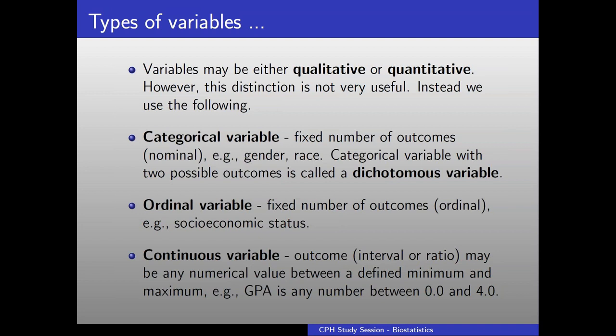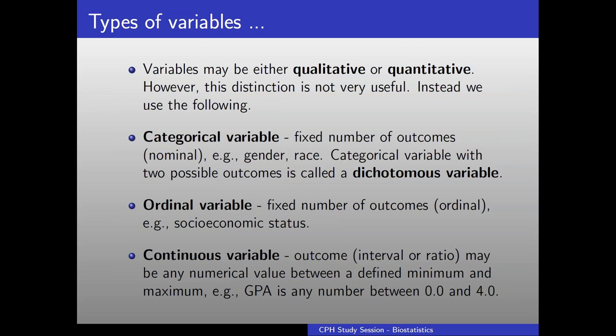An ordinal variable also has a fixed number of outcomes, but it's on an ordinal scale. Okay, so something like socioeconomic status has 3, maybe 5 categories of low, middle, high, but those outcomes are ordinal in nature, and there's a fixed number of categories. Sometimes people would lump together ordinal and categorical, but by the true definition of categorical, ordinal variables should not be in that category.